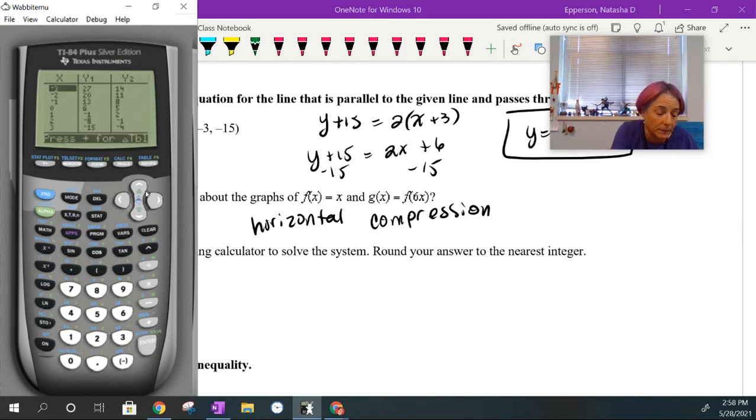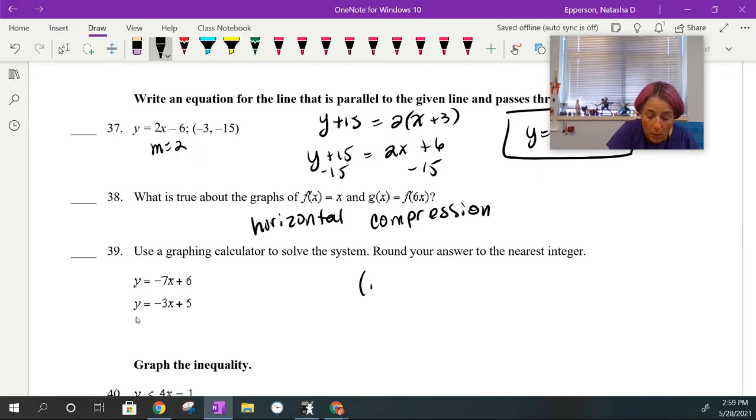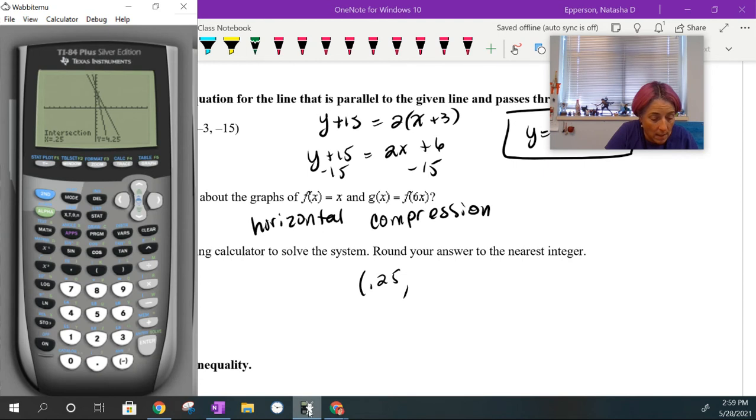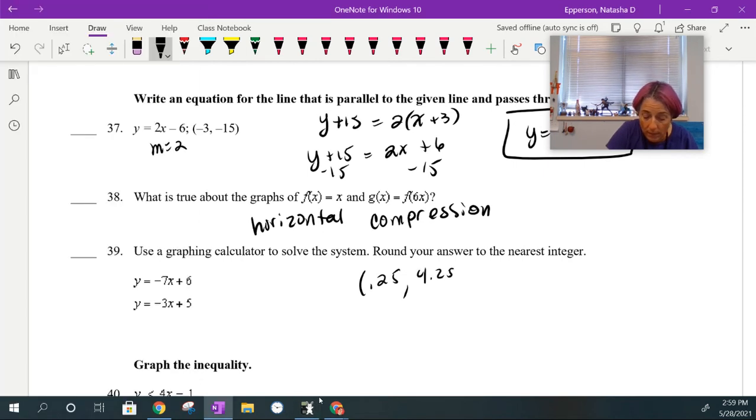Okay, go to the second graph. The easiest way to handle this one would be to scroll up. I'm going to go to second, trace. I'm going to go to number 5, intersect, hit enter. It says first curve, I'm going to hit enter. I'm going to scroll over a little bit. Enter, second curve, I'm going to hit enter, guess. The solution is going to be 0.25 and 4.25. That's what they want you to do.